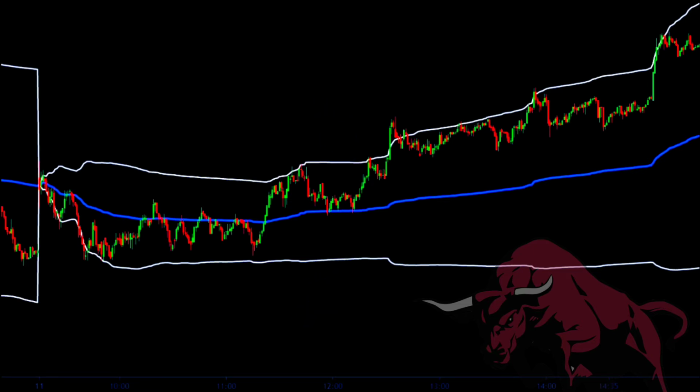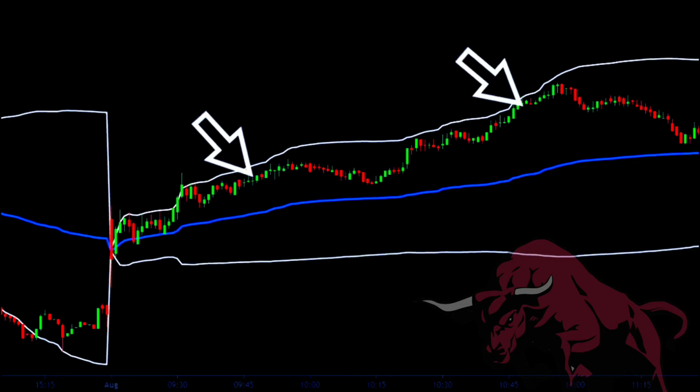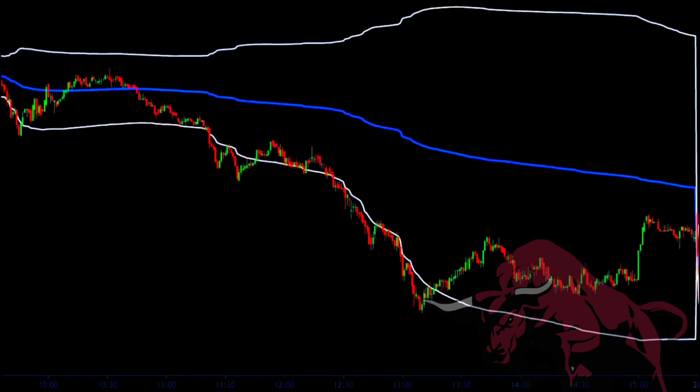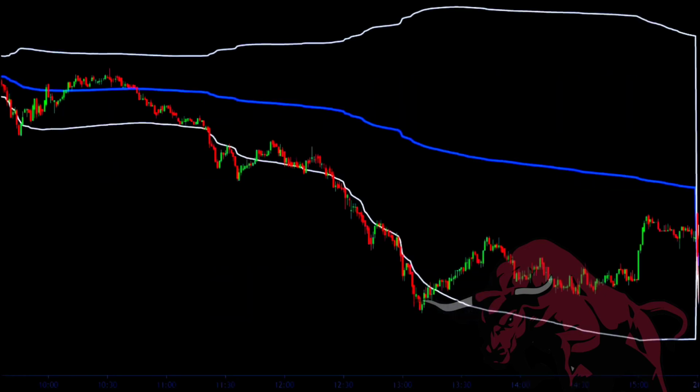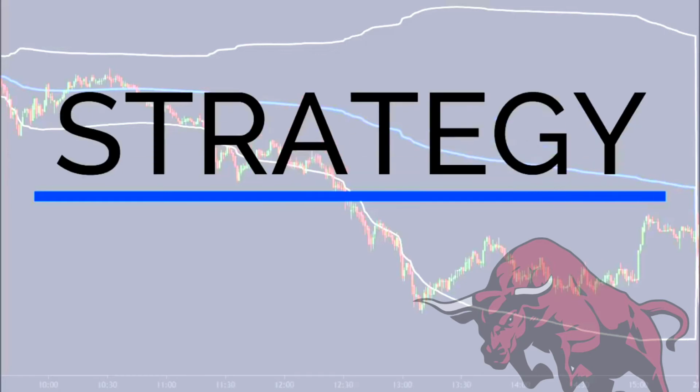But at the same time, in a strong uptrend, the price will move around the upper band without any difficulty. Similarly, in a strong downtrend, the price moves around the lower band without facing any rejection. I personally like to use the VWAP with 2 standard deviation settings, rather than the default 1 standard deviation setting. Now, let's come to the juicy part of the video, that is the strategy.